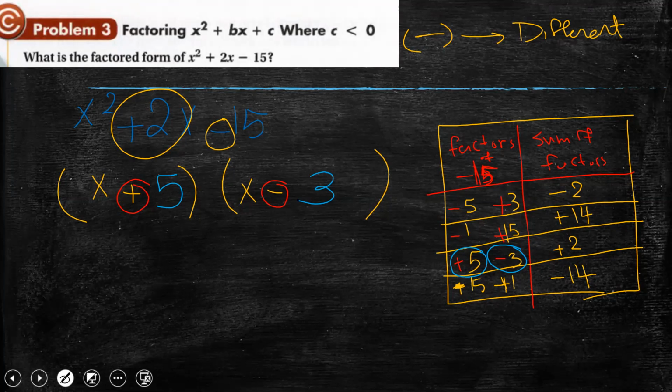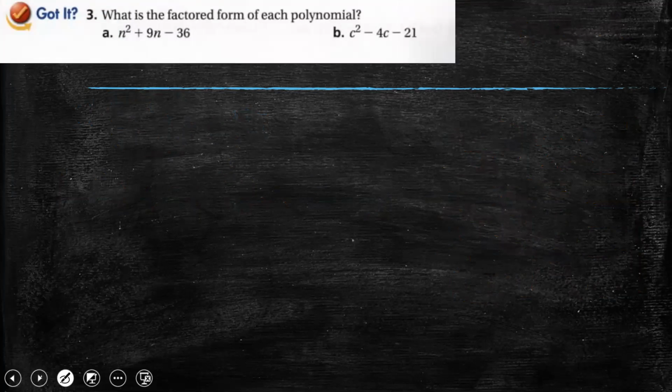Is it clear? Yes. Let's do another example. If you find that it's not clear, please tell me. Let's now go to test 3. What is the factored form of each polynomial? n squared plus 9n minus 36.